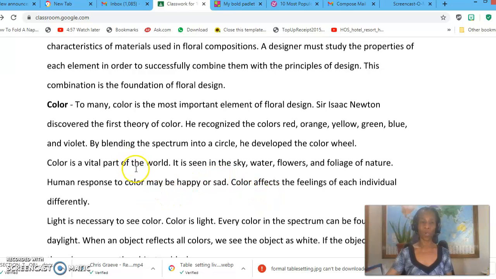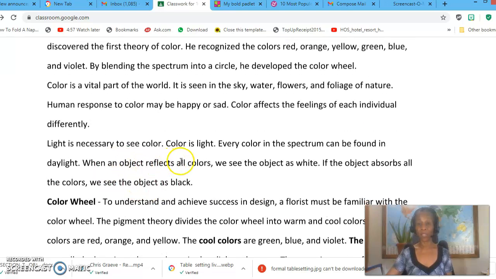Now, color is a vital part of the world. We all love color. We can see it in the sky, water, flowers, nature. If you look around us, I'm looking outside now and I'm seeing a lot of green and brown, and some cherries on the tree are red. Wow. Right, so all different colors. And our eyes respond to these. They make us happy or they make us sad.